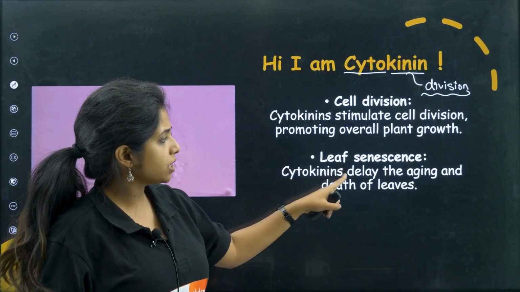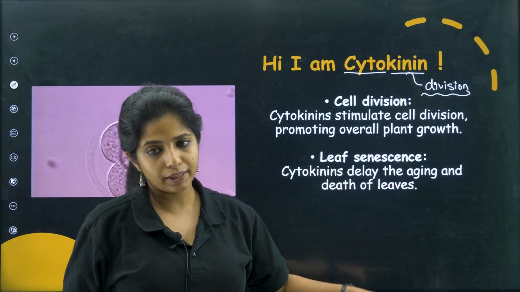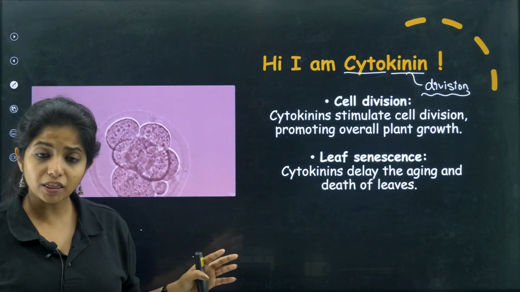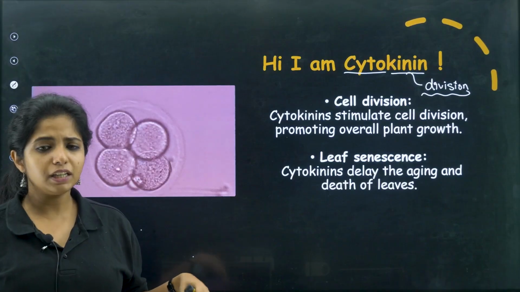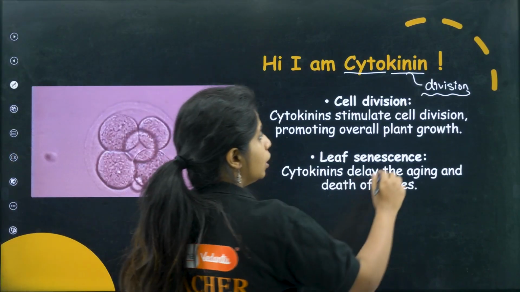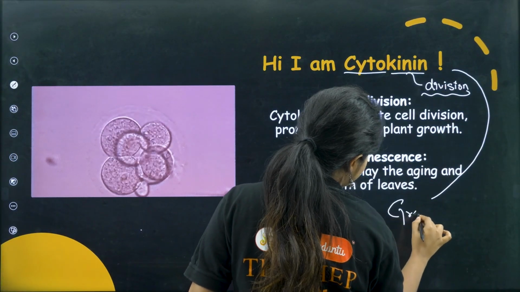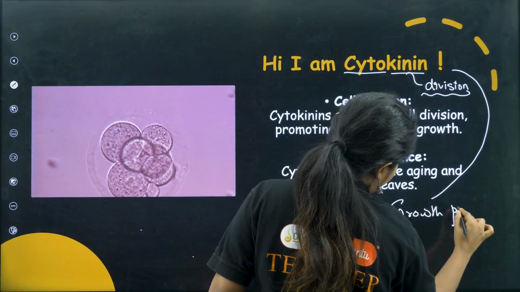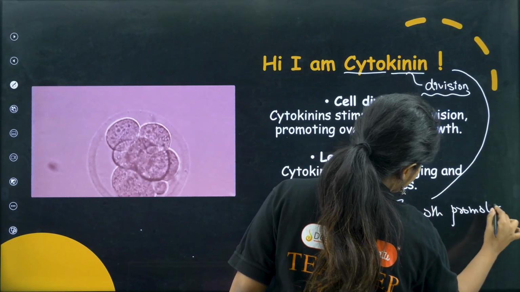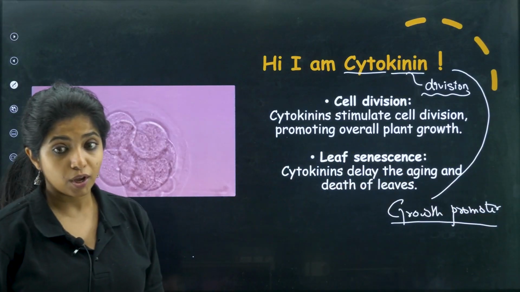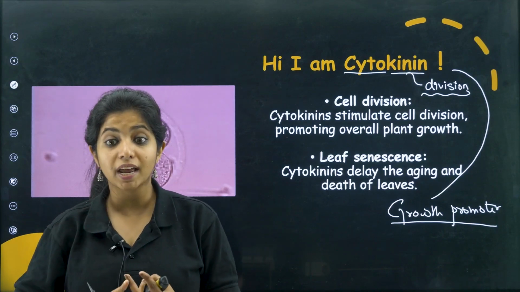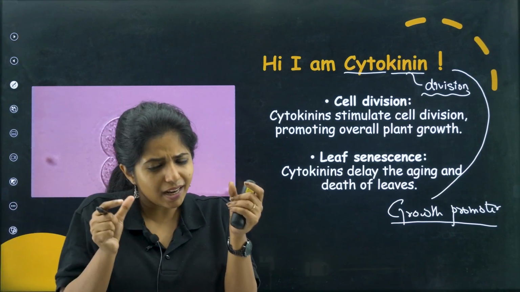Now leaf senescence: cytokinin also delays the aging and death of the leaves. Anyway, if it is delaying the death of the leaves or any part like that, that means it is a growth promoter. Always remember the easy way. Growth promoter. So I have talked about 3 hormones which are going to promote growth. One is auxin, the other one is gibberellin, and now you have cytokinin, which is there for cell division.